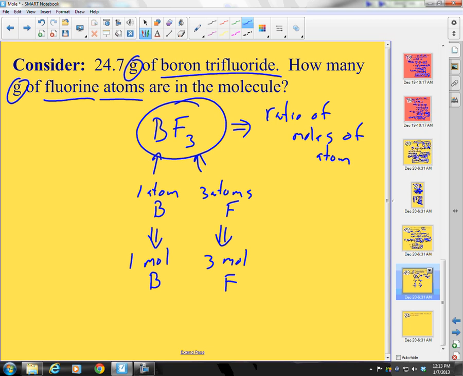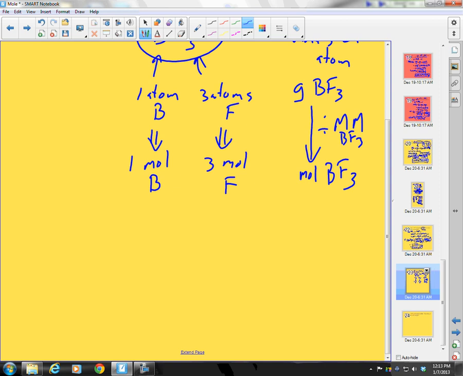So here's the thought process. I have grams of boron trifluoride, and I can go from grams of boron trifluoride to moles of boron trifluoride. How do I do that? To go from grams to moles, I divide by molar mass of boron trifluoride. Then I can go from moles of boron trifluoride to moles of fluorine. And how do I do that? Well, I have 3 moles of fluorine per every 1 mole of boron trifluoride. You guys see that? Yeah, there's a 3 there. That means I have 3 fluorines. So now I have moles of fluorine atoms.